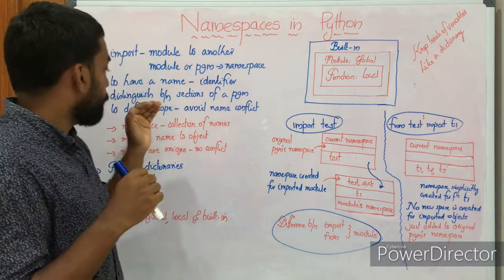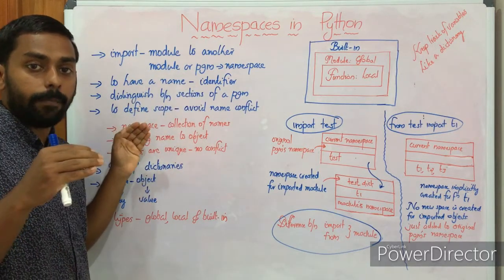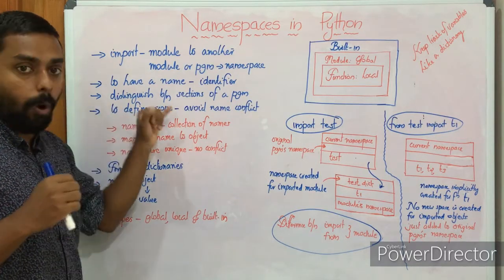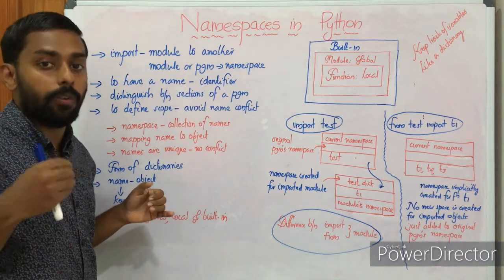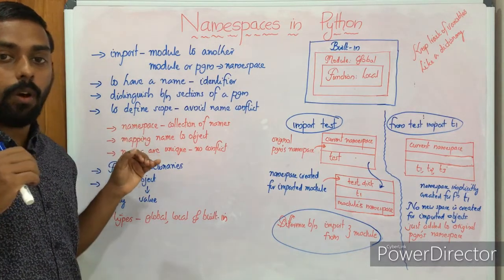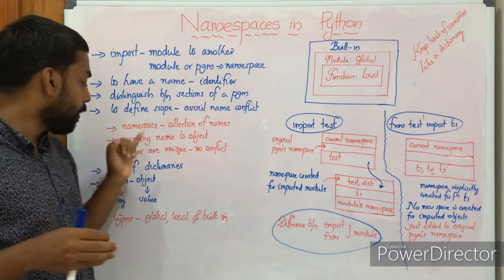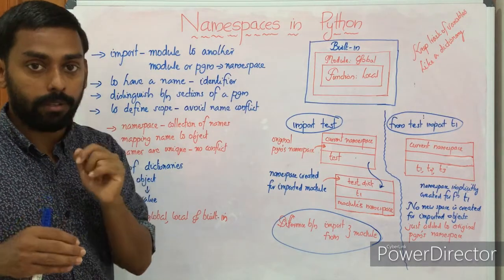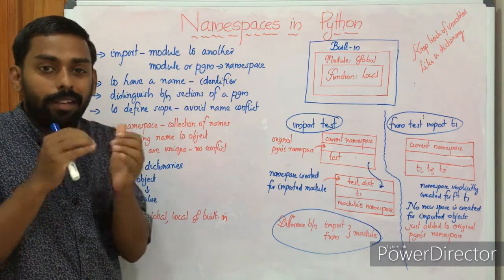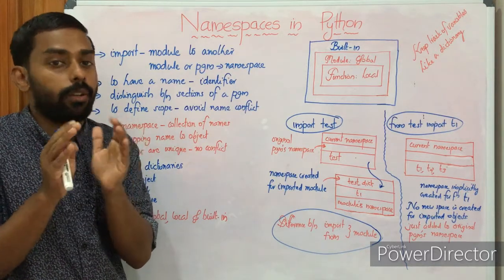We are coming to it. A namespace is used to distinguish different sections of a program, and each section has a number of things associated with it. It defines scope, and it is used to avoid name conflict. A namespace is a collection of names. It consists of a mapping from name to object, and names are unique. There won't be any conflict. That means a namespace consists of names, and there is a mapping between name and object, and there won't be any duplication in names.